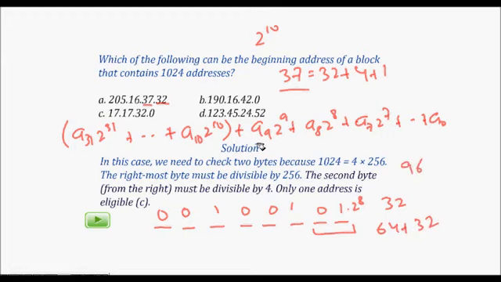So this number is 96, which is not divisible by 1024. Hence this number is not divisible, so this cannot be the beginning address. Let us check this one. The last part is 0, and then we need to find A9 and A8. Because 32 is again just this bit, A9 and A8 will be 0 0, so this will be all 0. So this number is divisible by 1024, so this will be there. And you can check for all others like this.